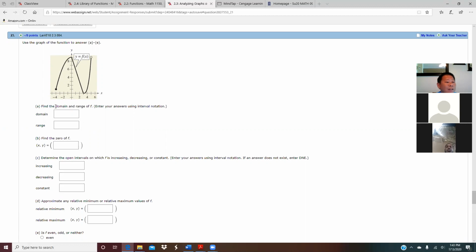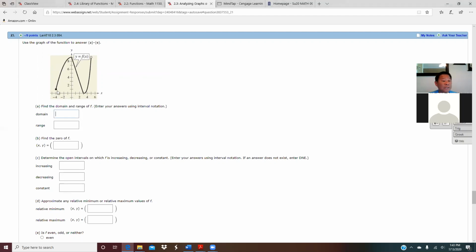So this question wants us to find the domain and range for this function f. The domain is all the x values. Because this one doesn't have an arrow, it means it starts at -4 and it ends at, I think it's 5. So it ends at 5. So your domain in this case will be from -4 to 5.